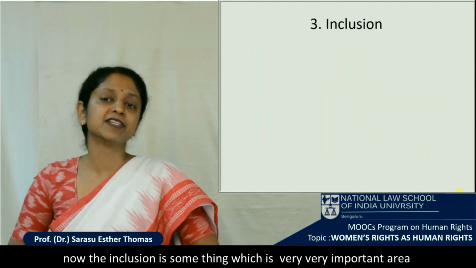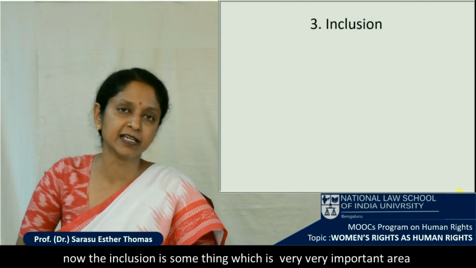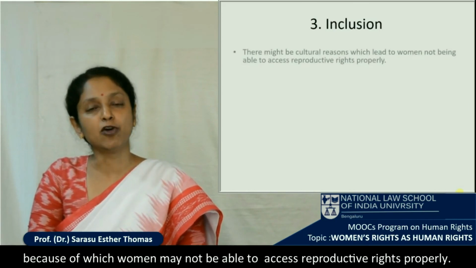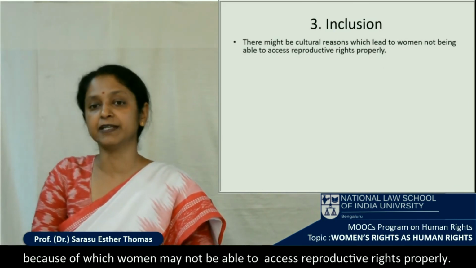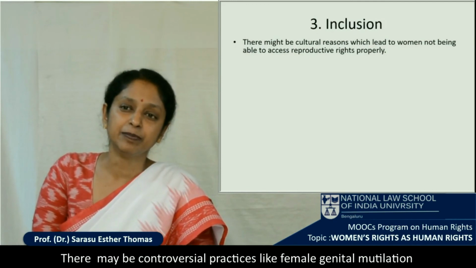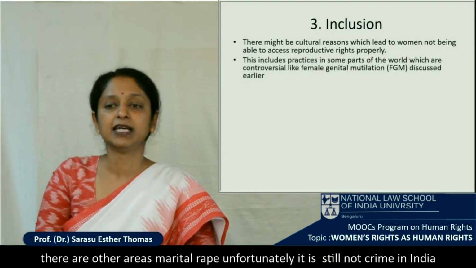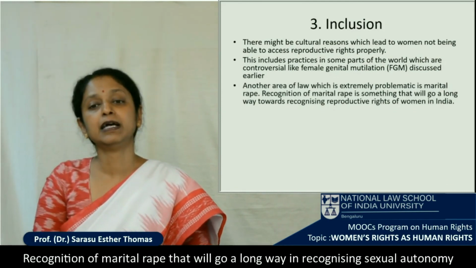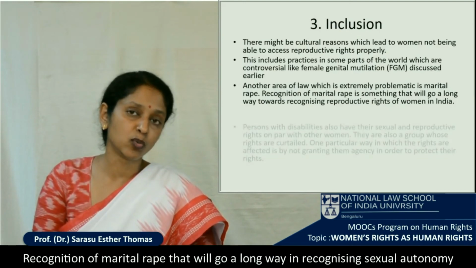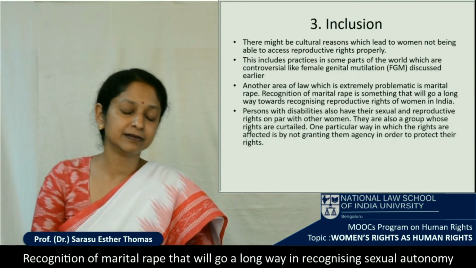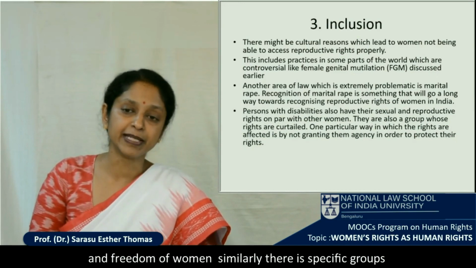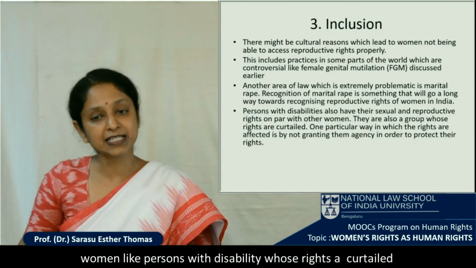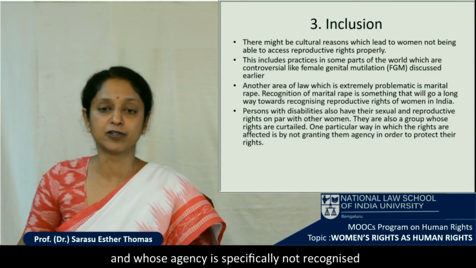Now, inclusion is a very, very important area, slowly being recognized. There are many cultural reasons because of which women may not be able to access reproductive rights properly. There may be controversial practices like female genital mutilation. There are other areas like marital rape. Unfortunately, it's still not a crime in India. Recognition of marital rape will go a long way in recognizing sexual autonomy and freedom of women. Similarly, there are specific groups of women, like persons with disabilities, whose rights are curtailed and whose agency is specifically not recognized.